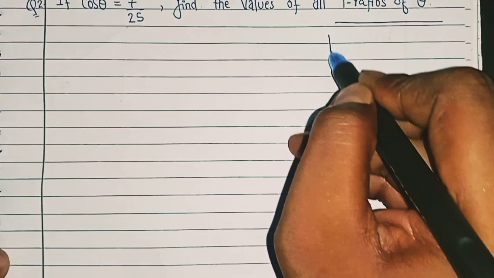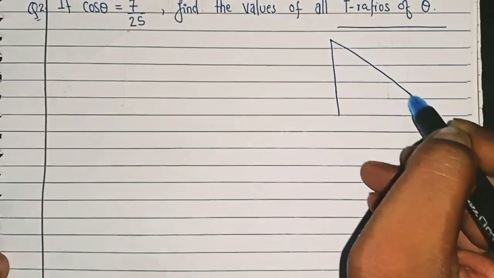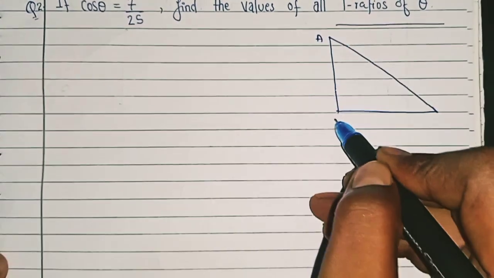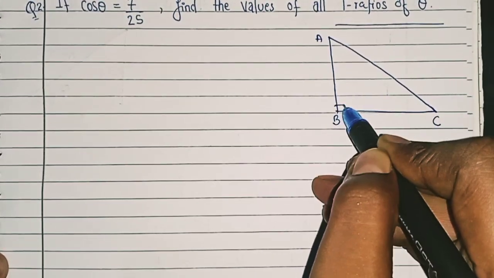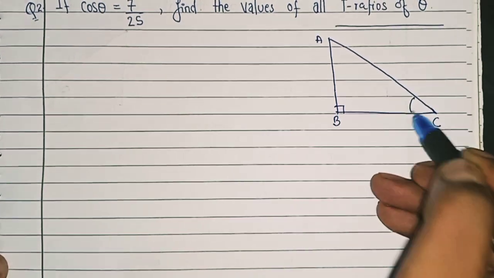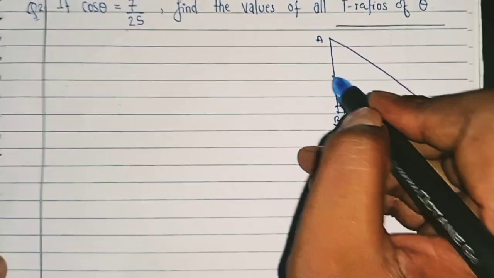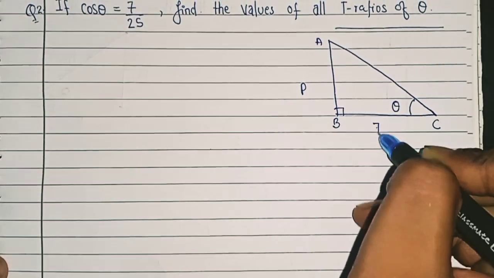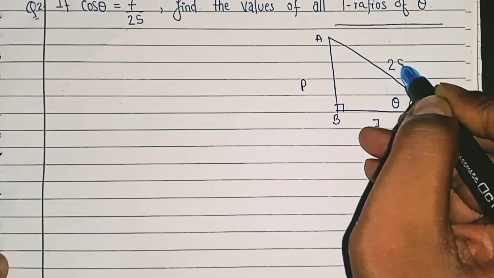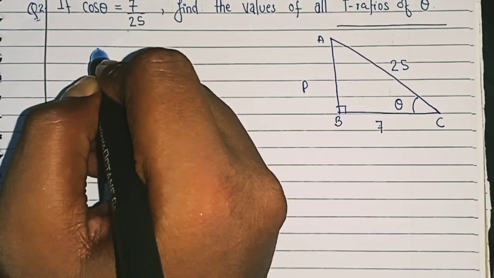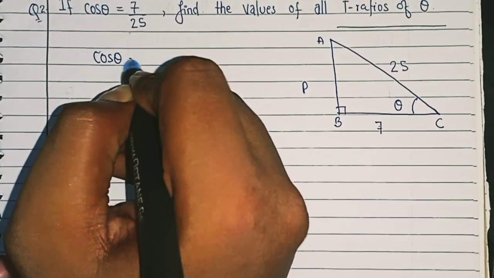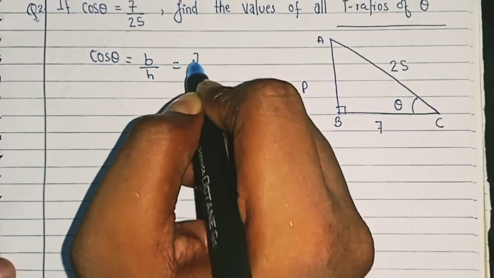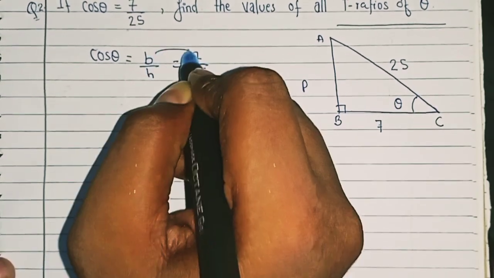तो फर्स्ट ऑफ ऑल आई हैव ड्रॉन अ राइट एंगल ट्राइंगल ABC where B is at 90 degree. Let us suppose this angle is theta. For that, cos theta is, this is perpendicular, this is base, that is 7, and this is hypotenuse, that is 25 according to question. Because cos theta equals B by H, which is given as 7/25, so B is 7 and H is 25.